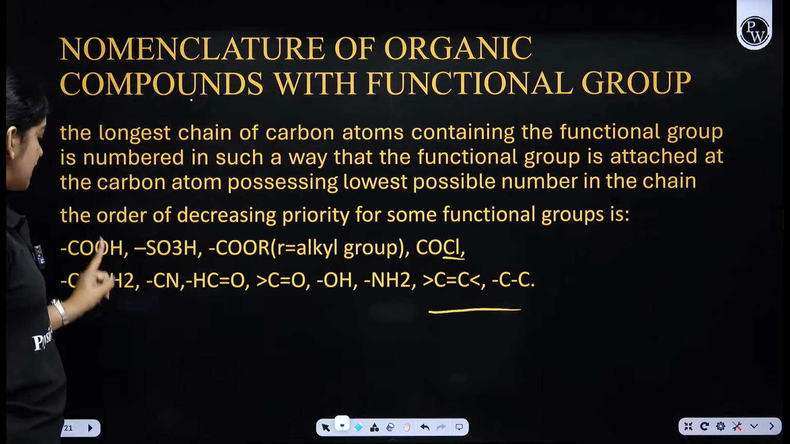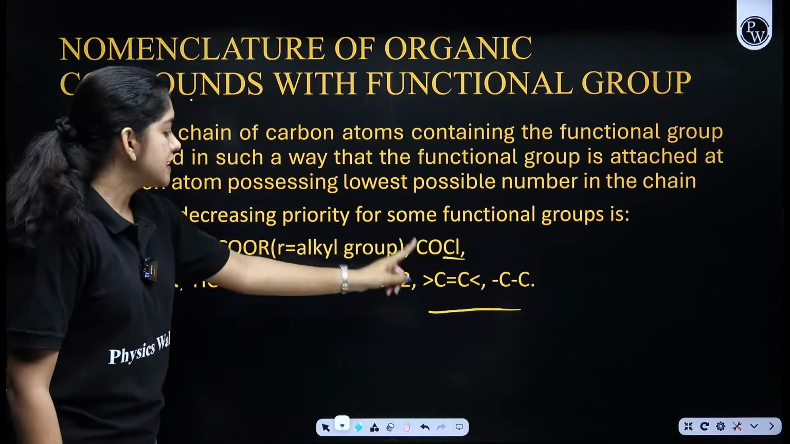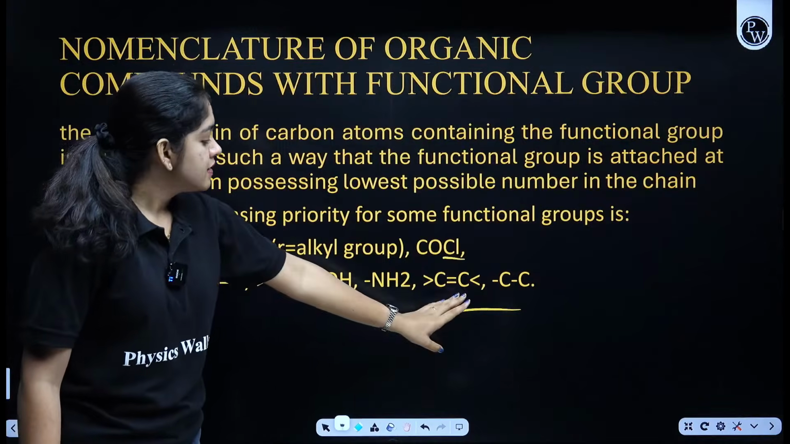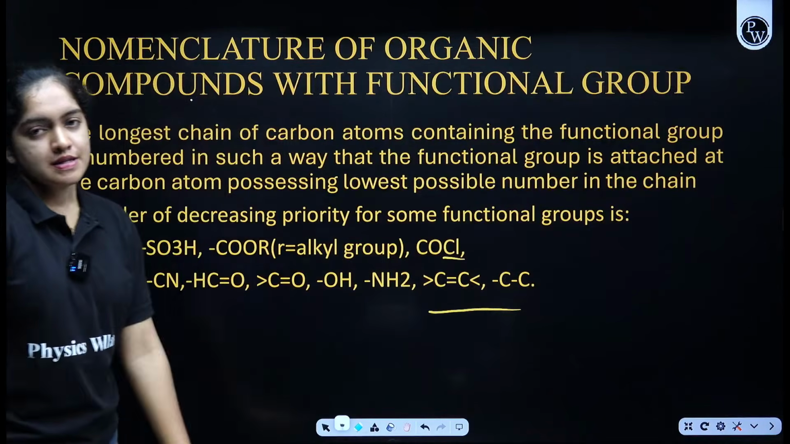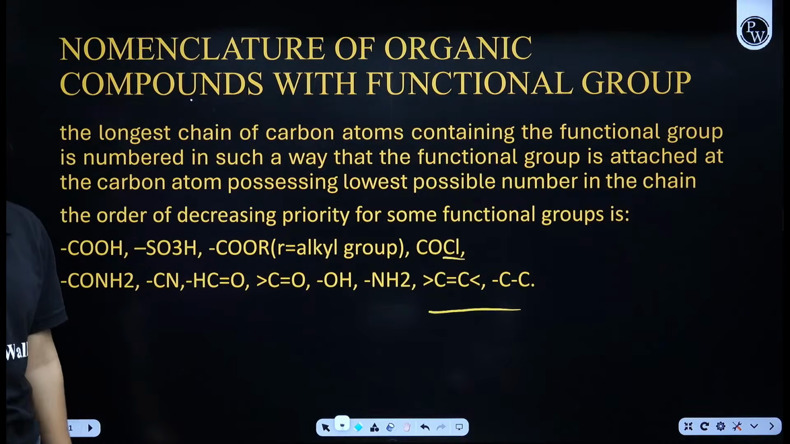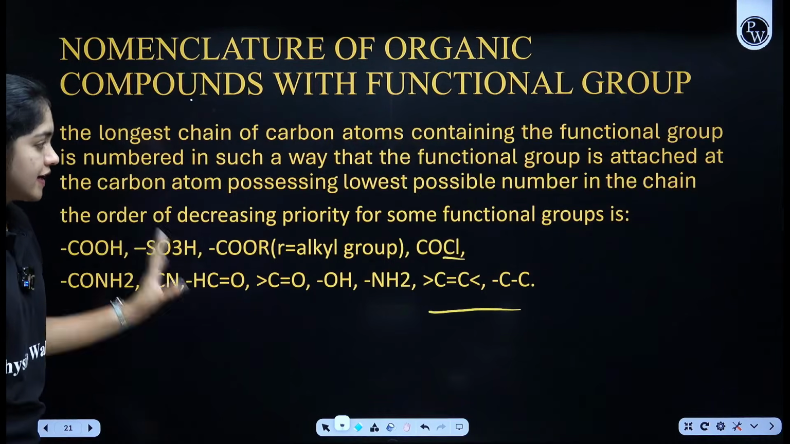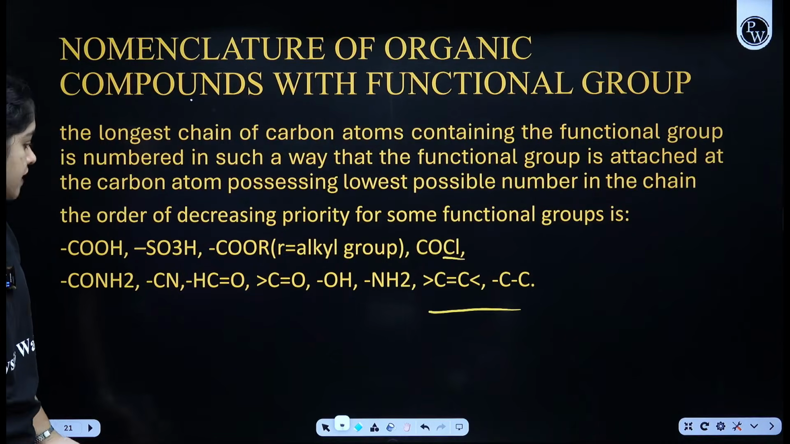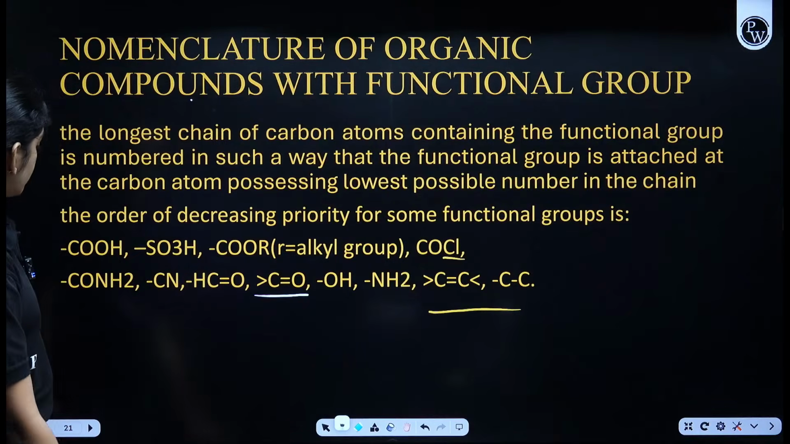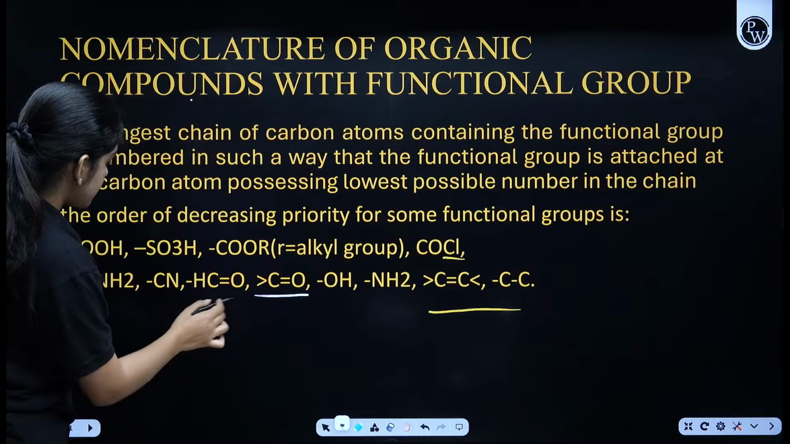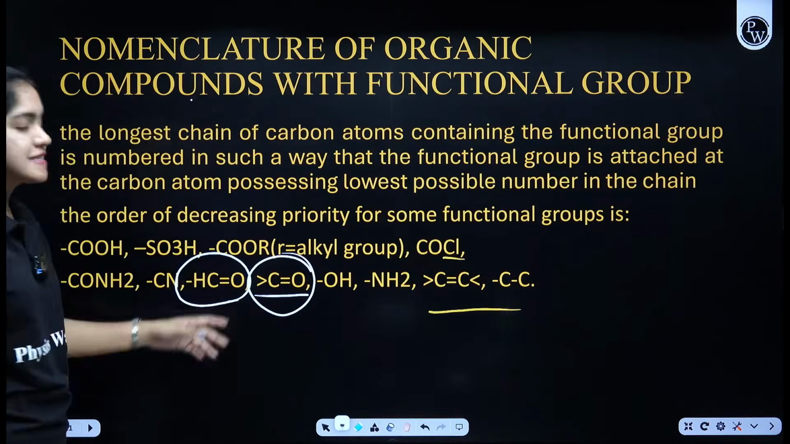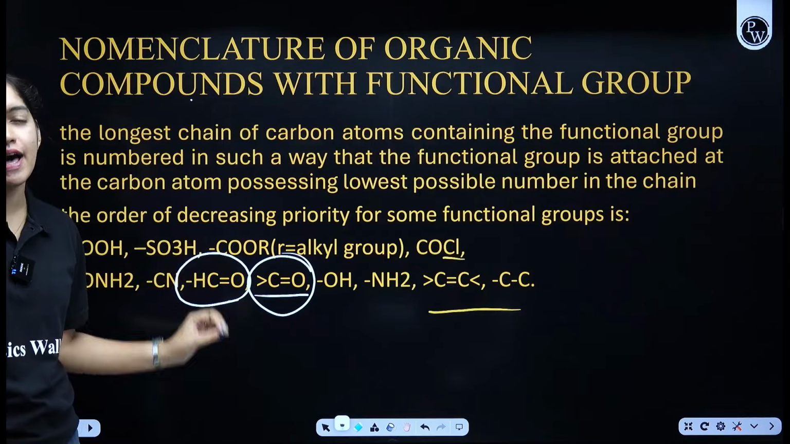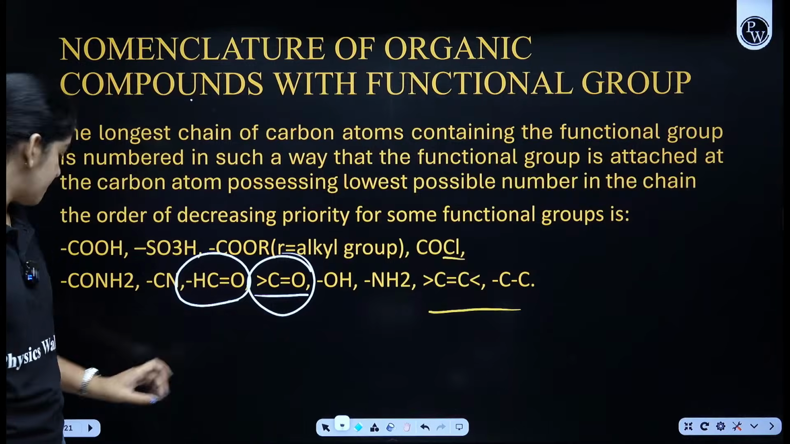This was our order: COOH, SO3H, COOR, COCl, CONH2, CN, CHO, C double bond O, OH, NH2, C double bond C, C single bond C. Okay, so in this order, in our question, ketone is there, aldehyde group is there, right? CO is there and an aldehyde group is there. Where is the aldehyde group? CHO group, this one. Comparing which is having the priority here, aldehyde is having the priority. So, aldehyde should get the lowest number while numbering.